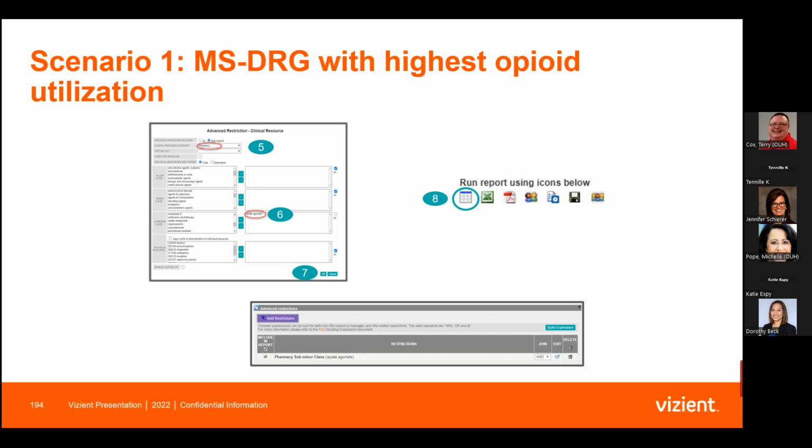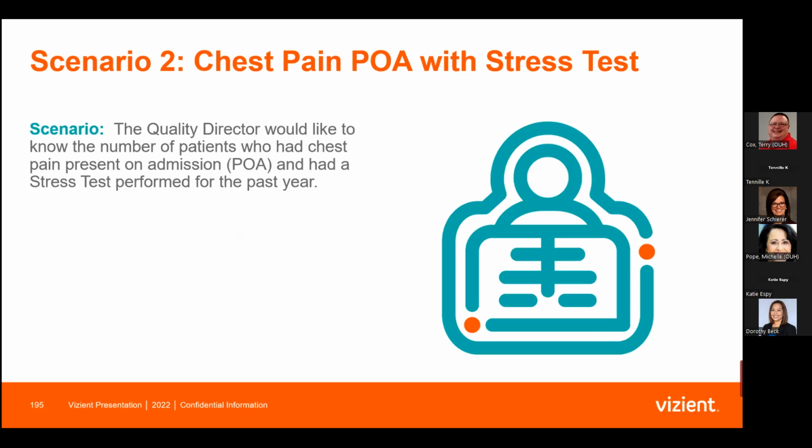All right, so that's how you figure out which patient population you have high opioid utilization. How about chest pain, POA with stress test? Should we go through that, Tennille? Okay.